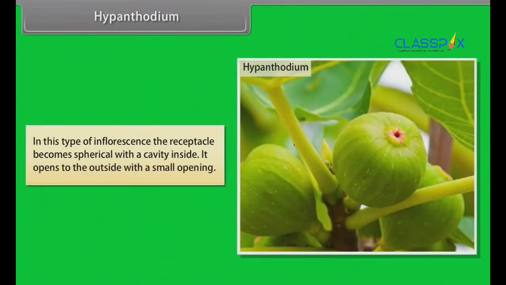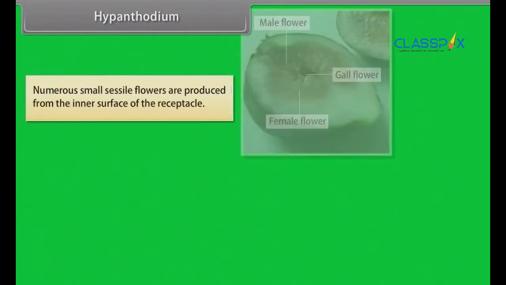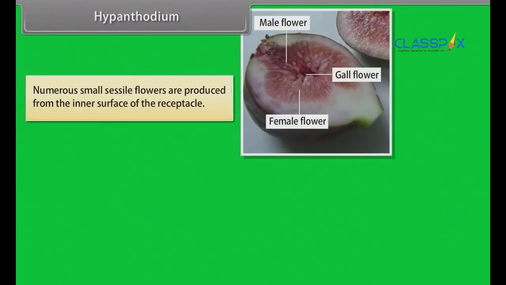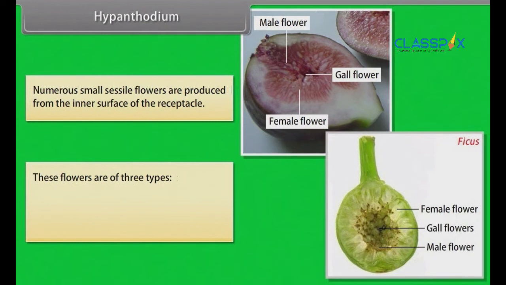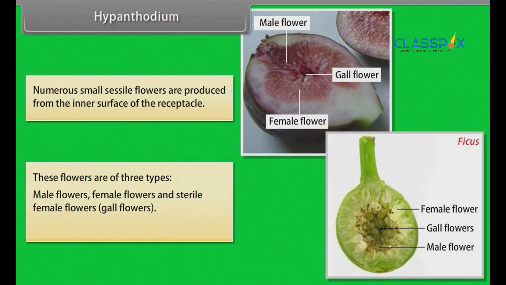Hypanthodium. In this type of inflorescence, the receptacle becomes spherical with a cavity inside. It opens to the outside with a small opening. Numerous small sessile flowers are produced from the inner surface of the receptacle. These flowers are of 3 types: male flowers, female flowers, and sterile female flowers, gall flowers. Example, Ficus.